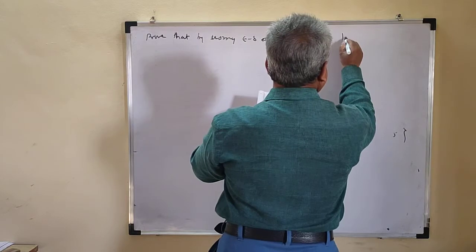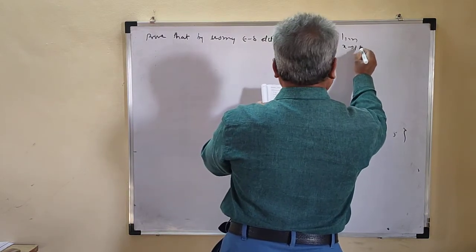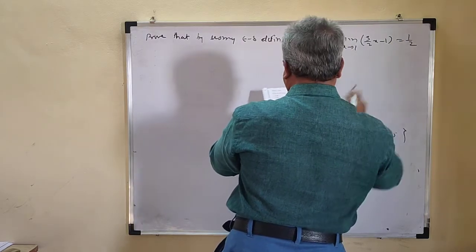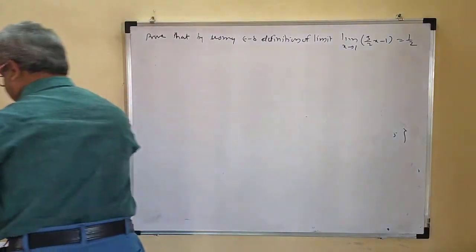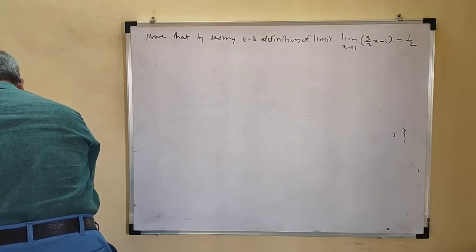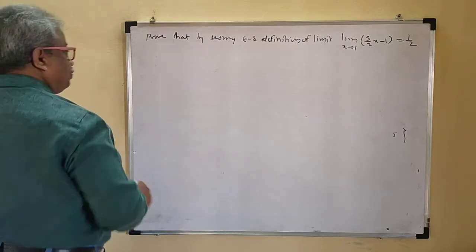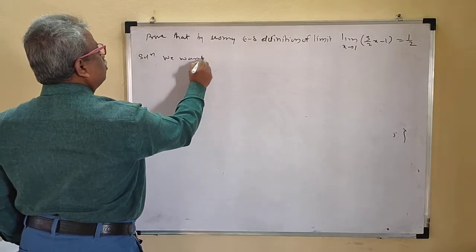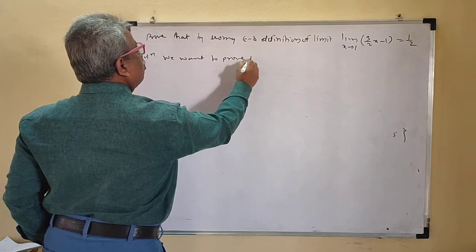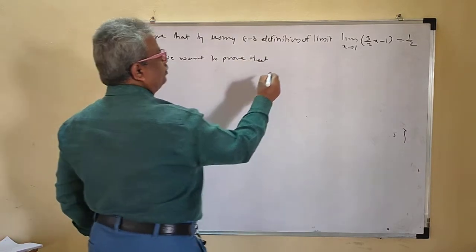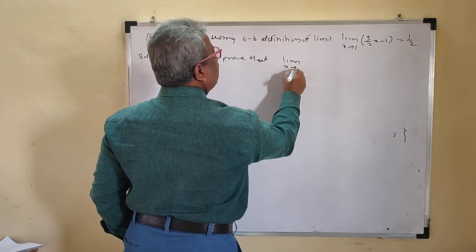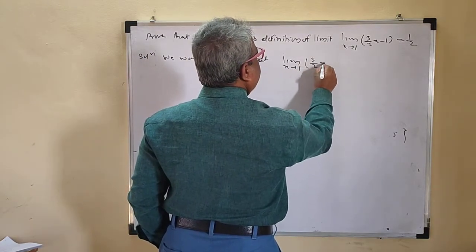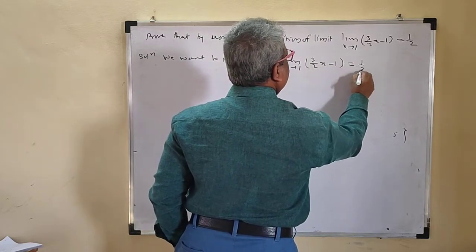Limit x tends to 1, (3/2)x minus 1 is equal to half. Solution. We want to prove that limit x tends to 1, (3/2)x minus 1 is equal to half.